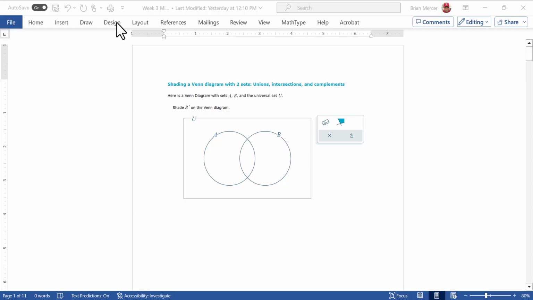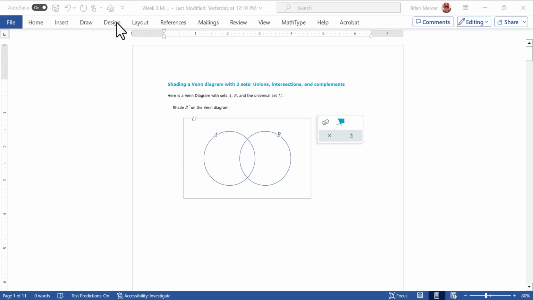This question is called Shading a Venn Diagram with Two Sets, and we're looking at unions, intersections, and complements. This question specifically asks us to shade B prime on the Venn diagram. But as you go through this one, you'll see three different versions where it says looking at unions or intersections or complements. So I'll actually talk about more than what's on here.